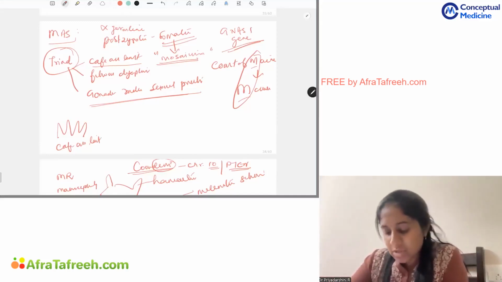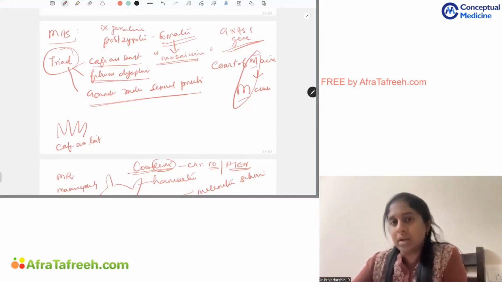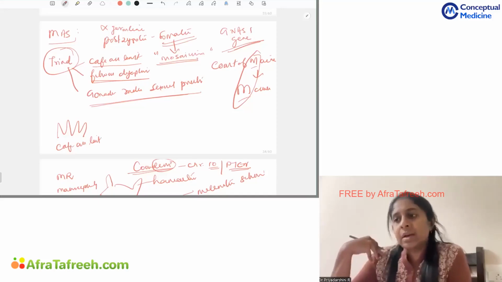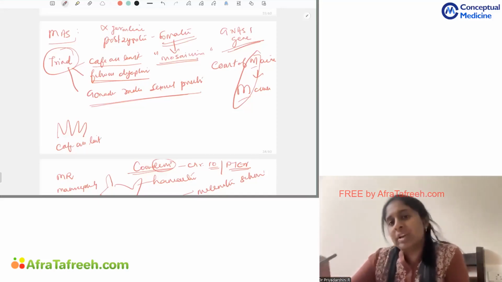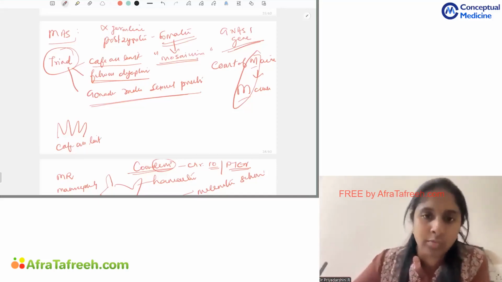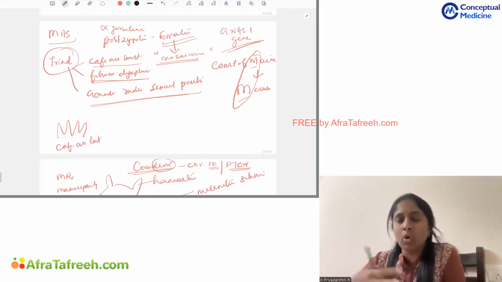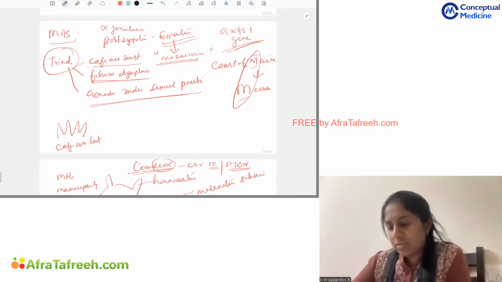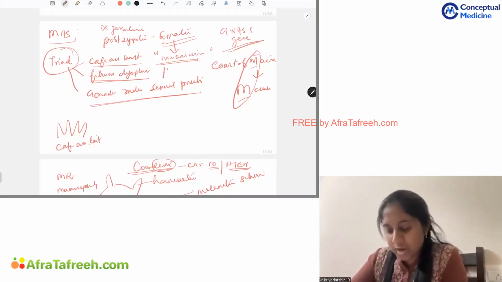The second thing is fibrous dysplasia. So it can be anywhere. It could be in the facial bones, or it could be near muscles. It could be in the arms, or it could be in the legs. Sometimes it could be in the spine also. So the problem with fibrous dysplasia is that the bone keeps on loosening. So there will be a very high risk of pathological fractures.